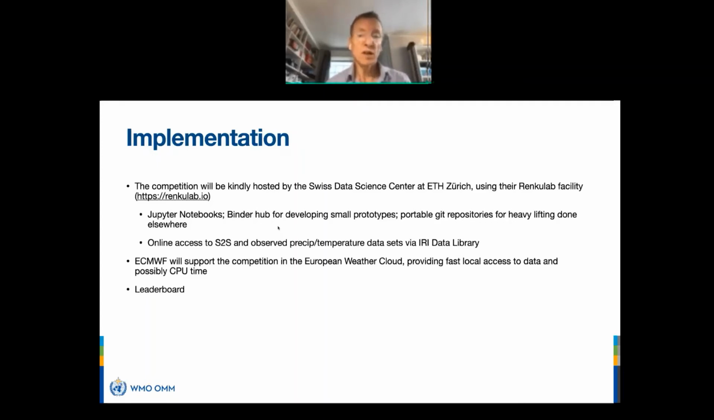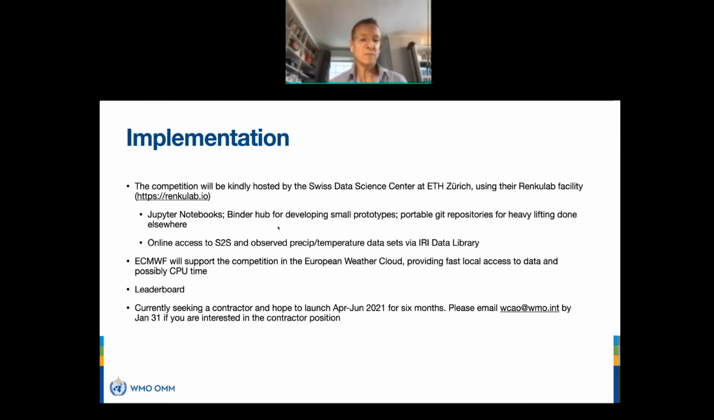There'll be a leaderboard at SDSC, and WMO is currently looking for a contractor to help run this competition. The intent is to launch it sometime around April, May, June this year, and then it'll run for 6 months. The ad for the contractor is still open until the 31st of January. So if you're interested in that, please send an email to Wen Chao at the address there. And there'll be some small monetary prizes from WMO for the winners. Again, everything will be open source.